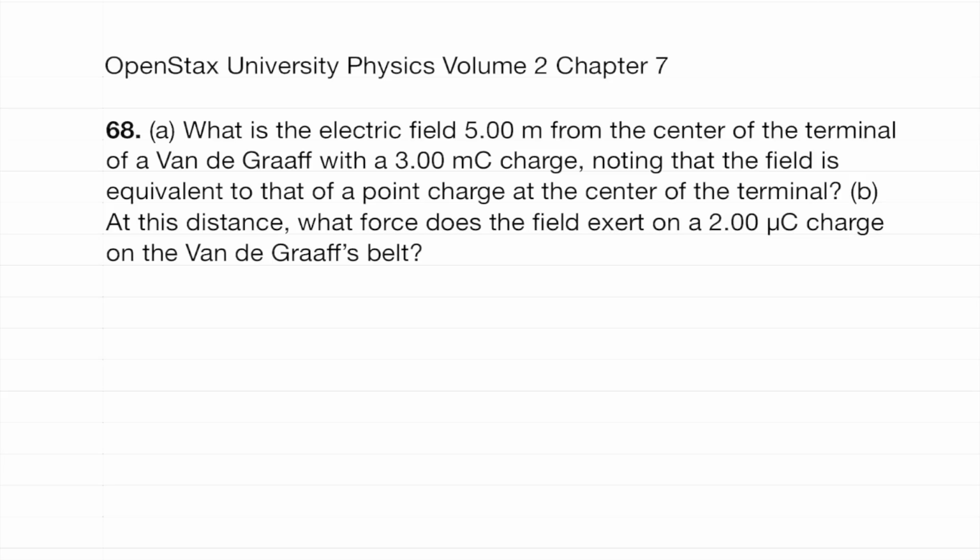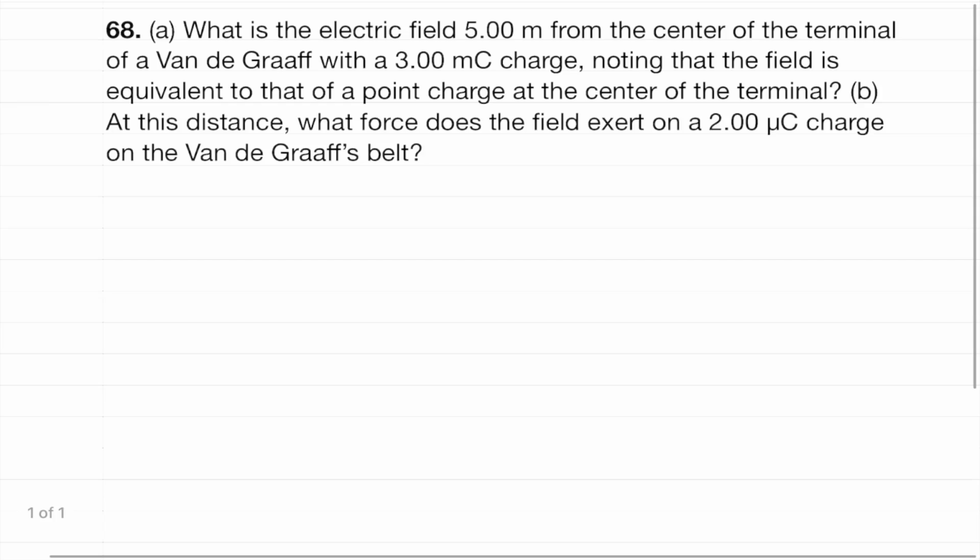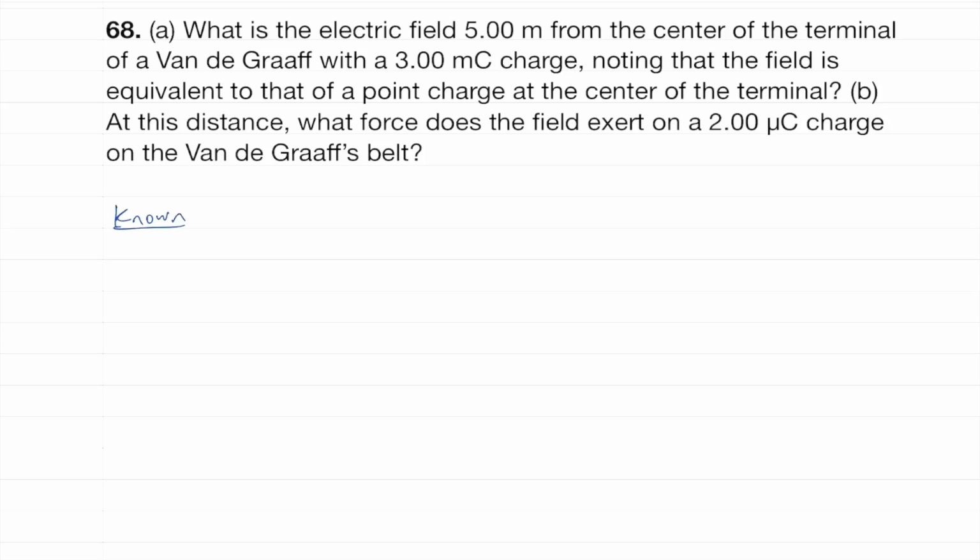Okay, so let's write what we know. Okay, so we have an R, a distance of 5 meters away from the charge. The charge is 3 millicoulombs. That needs to be converted. And then we know it's going to act like a point charge. And we need to find the electric field. So part A is find electric field.